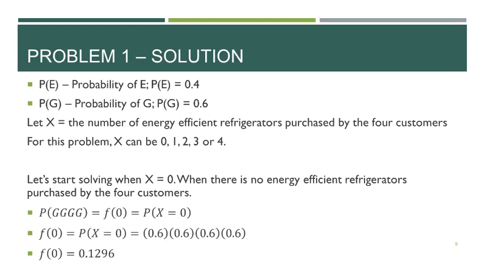So therefore, the possible values of the random variable x are 0, 1, 2, 3, or 4. First, let us consider when there is no E being purchased by the 4 customers. The possible combination will be G, G, G, and G. Since these are independent events, we will multiply the probabilities of G, that is, 0.6 times 0.6 times 0.6 times 0.6. Therefore, the probability that the 4 customers selected did not purchase an energy-efficient refrigerator is 0.1296.